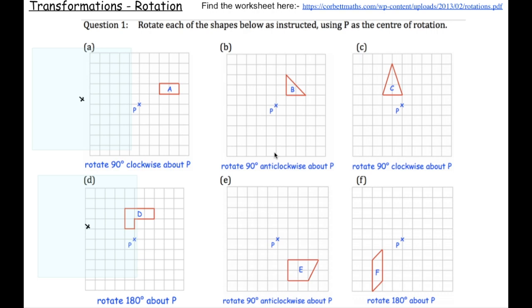Hello everyone. Today we're going to look at rotations. That's part of the transformations family.